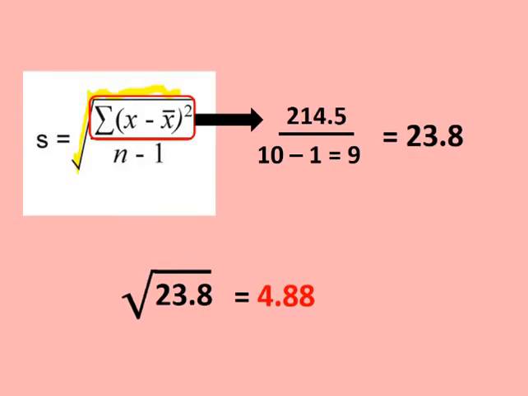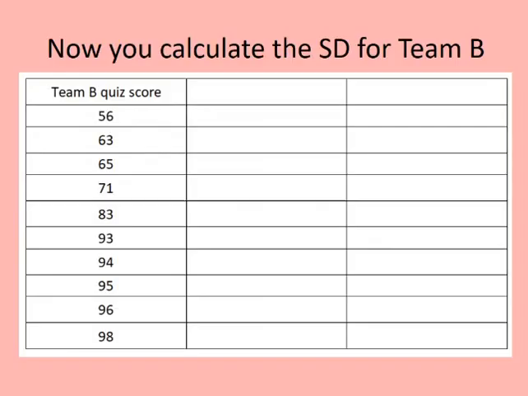Now, to check that you've understood that, I would like you to attempt it here with the Team B quiz scores. I've left the table blank here. You can copy it down into your exercise books or into Excel, whatever you wish. You need to fill in what should go in this header, and this header. Remember to calculate your mean first and have a go.